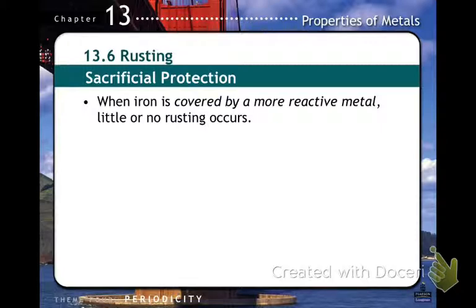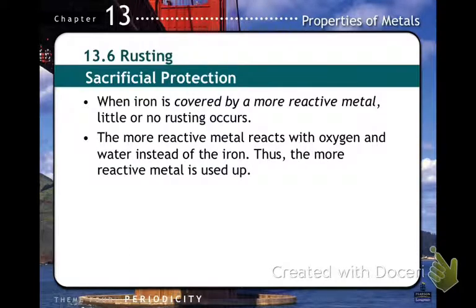Sacrificial protection is when iron is covered by a more reactive metal. When it is covered by a more reactive metal, little or no rusting occurs. Why is that? Because the more reactive metal will react with oxygen and water instead of the iron. Basically, it is very greedy. It will react first. It becomes more kiasu.